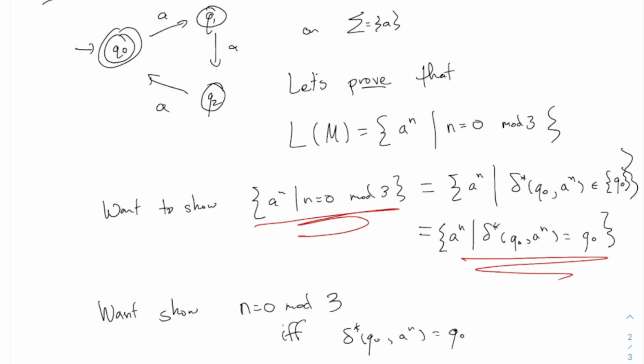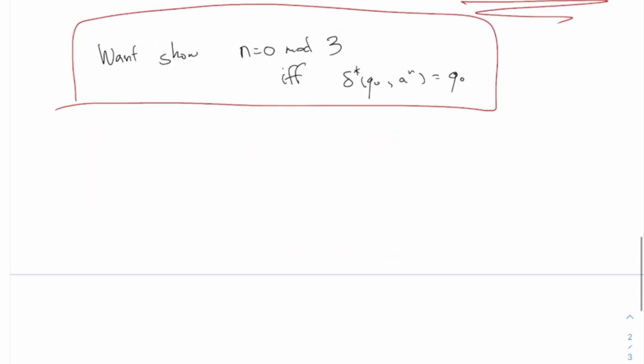So I'm going to... this is what we want to show. So far I've just been rewriting over and over again what we want to show. Although now I'm actually going to start saying something about actually showing that. In order to show that, we need to sort of unpack the thing on the right side. That delta star is kind of complicated.